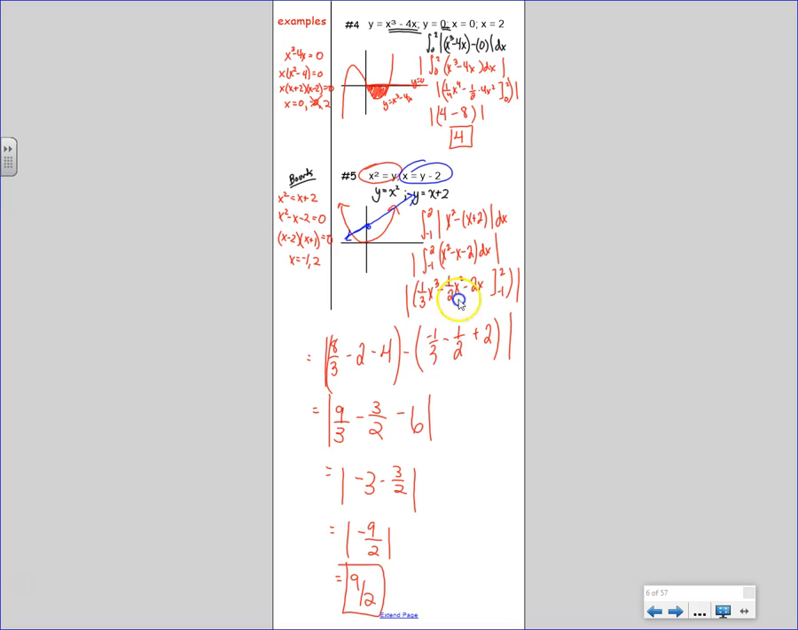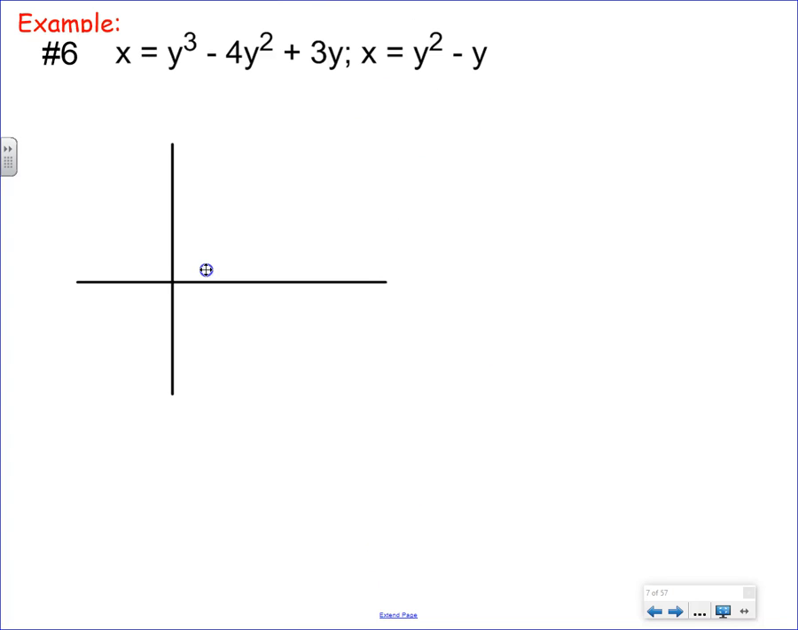Double check your antiderivative, and then if that's right, plugging in must have gone wrong. Will they give us ones that you really can't use absolute value, like intentionally? No.